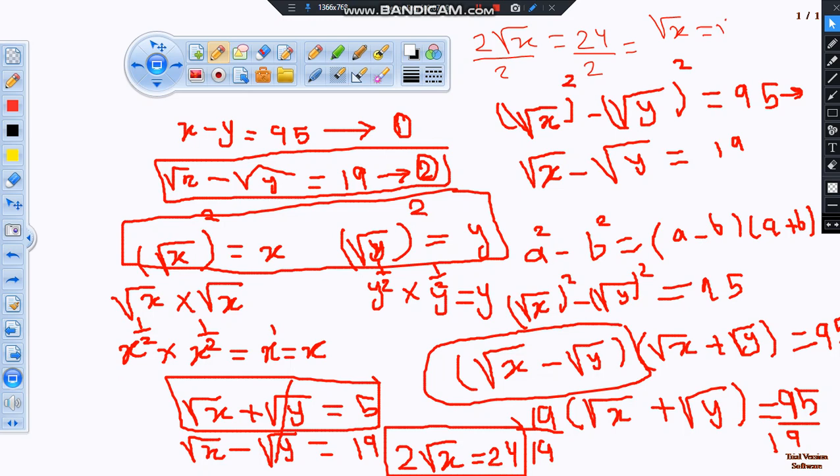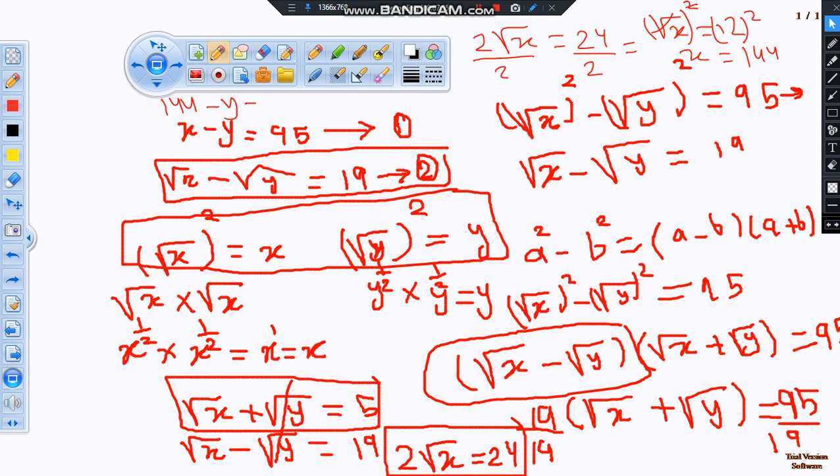If you want to find x alone, take the power 2 for both sides, so the power will cancel with the root. Then x will be 144. You can substitute in the first equation to get y. Here x is 144, minus y equals 95.